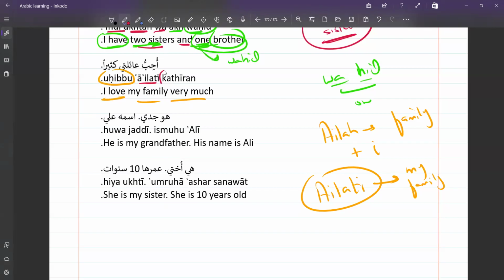So uhibbu a'ilati kathiran. Now, this word kathiran means very much. Kathiran literally means in a large amount, or in a huge amount. So when I use the word kathiran in this sentence, it would mean very much. Uhibbu a'ilati kathiran means I love my family very much.